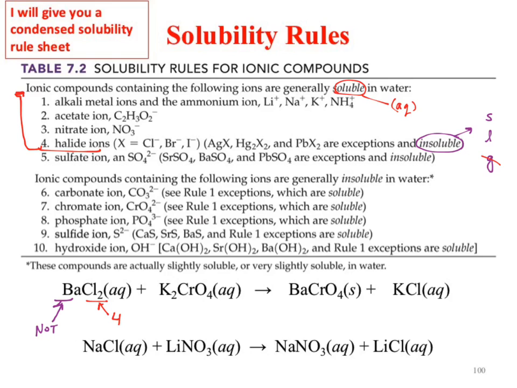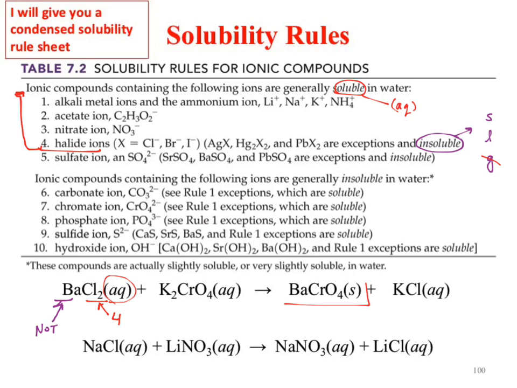Right? So, Rule 4, halide ions fit under the generally soluble, except, we've got exceptions. Is barium one of those exceptions? No. What does that mean? Don't worry about it. We still have a conclusion. It's soluble. So the phase for barium chloride is AQ. Look at that. Somebody wrote that correctly.